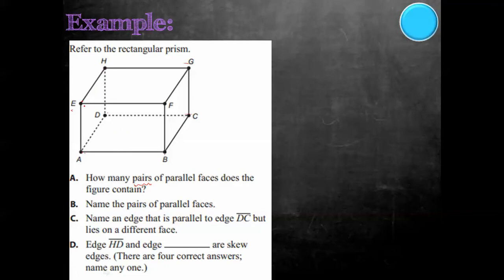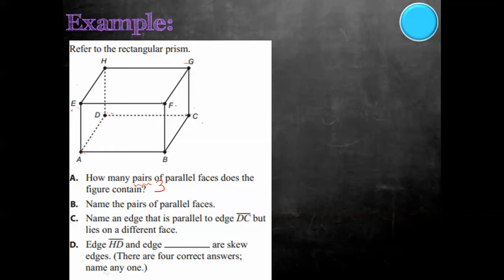Then we also have ADHE, which is parallel to BCGF. So that's another pair of parallel faces. Then we also have the front face, ABFE, that is parallel to DCGH. So there are three pairs of parallel faces.